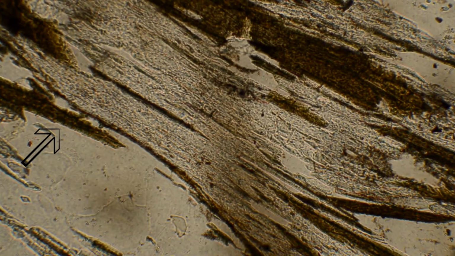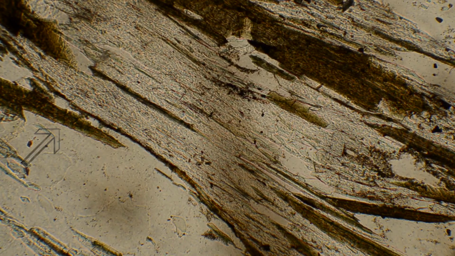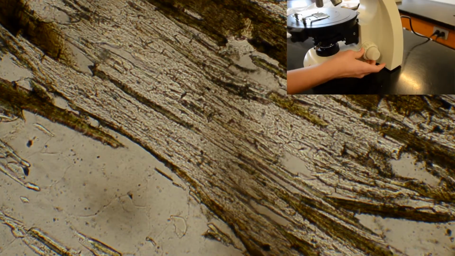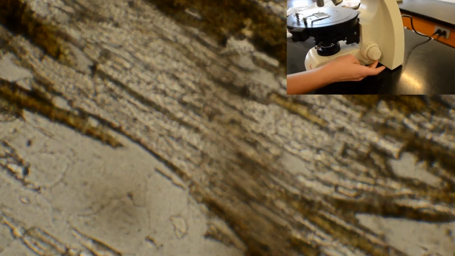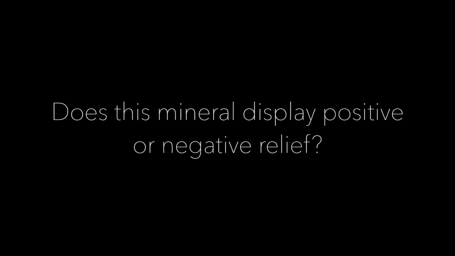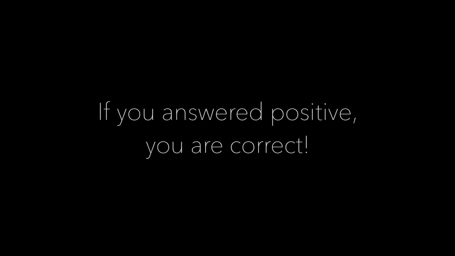Now let's take a look at a petrographic thin section instead of a grain mount. Let's concentrate on the brown mineral on the left. Now, observe the direction of movement of the Becke line as I lower the stage. Does this mineral display positive or negative relief? If you answered positive, you are correct.